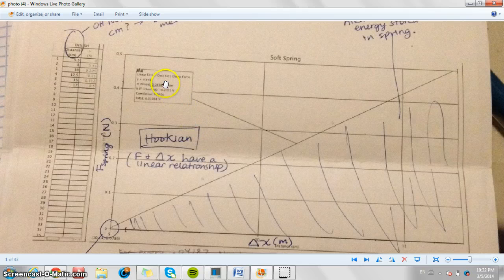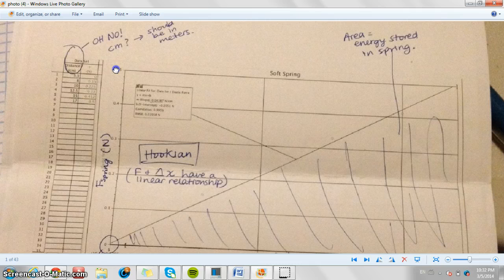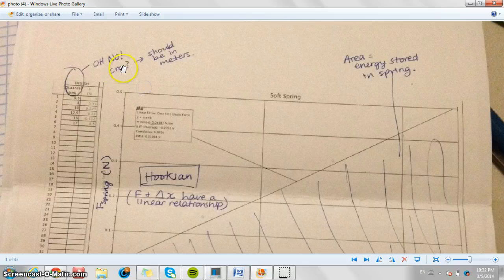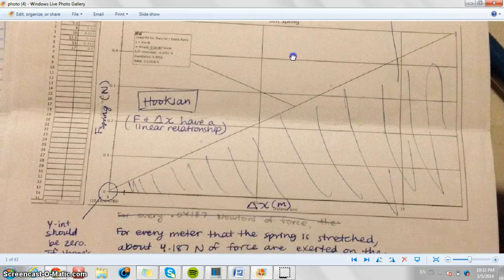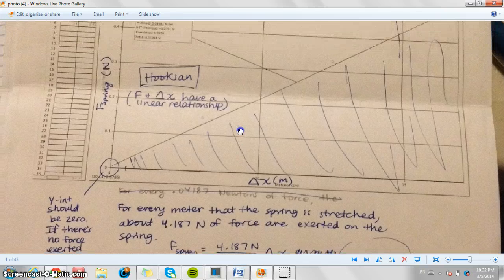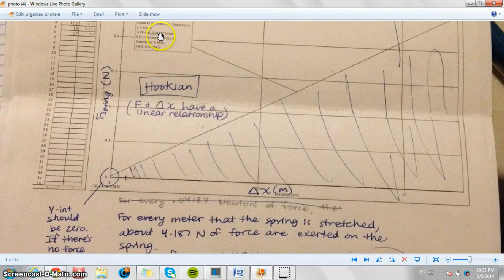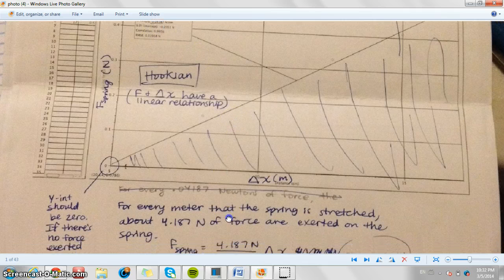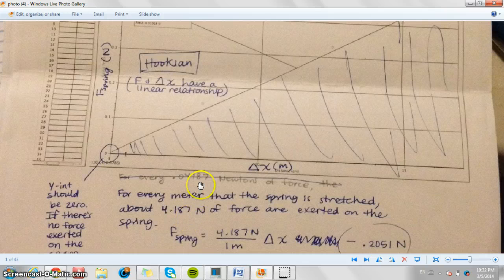So for our slope, before I continue, let's just note that I accidentally put the units in centimeters and I did not convert my units into meters as I should have done before I graphed the data. So my bad. Anyway, continuing. Based on our slope of 0.04187, well, let's just pretend I converted that, and let's pretend I got 4.187 newtons for every meter as a slope.